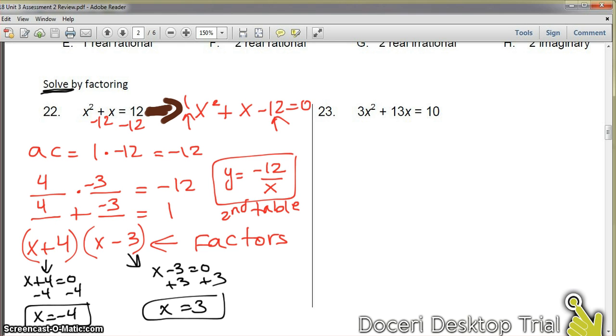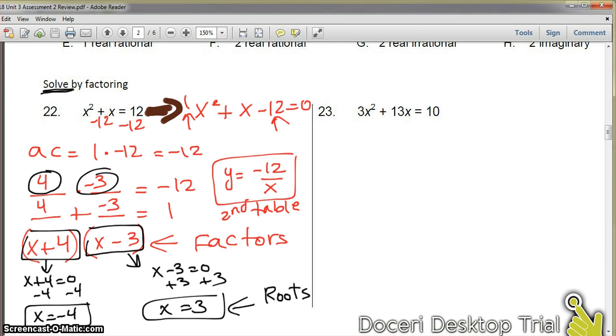Or what you can do, since you found the factors over here, the roots are always the opposite. So if the factor is 4, like x plus 4, then the root is going to be negative 4. If the factor is negative 3, like x minus 3, then the root is going to be 3. You can do that, or you can just set each one equal to 0 and actually solve. So these are the roots, and I just found x.